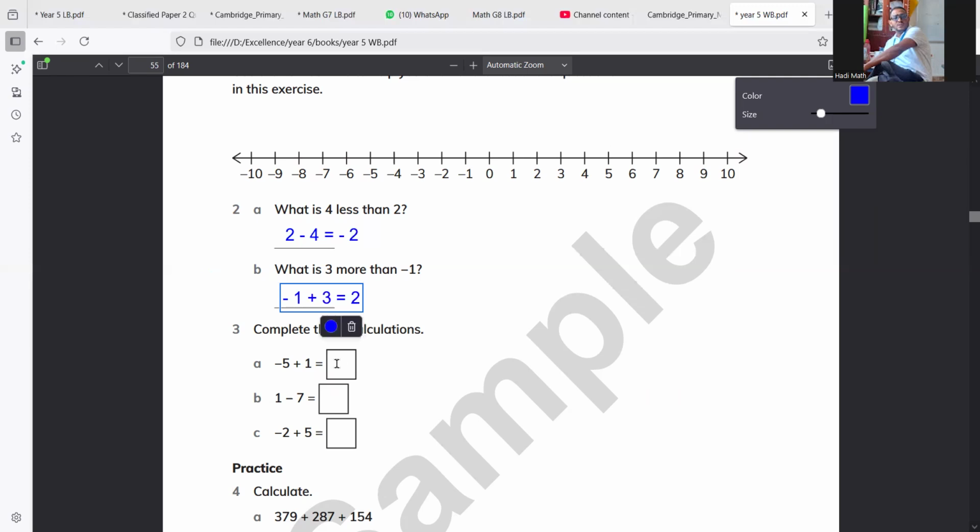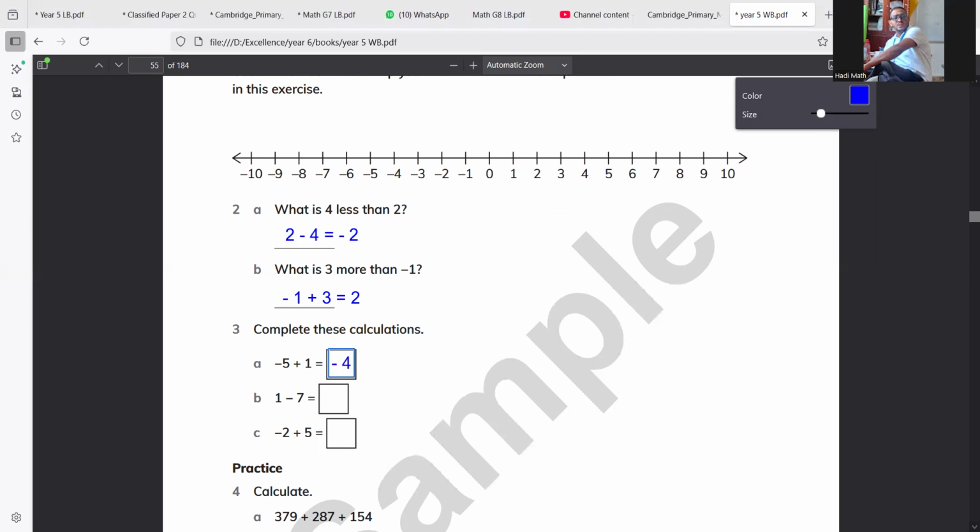Complete the calculation, negative 5 plus 1. You can do this in a very smart, quick and fast way. 5 is negative, 1 is positive. Different sign, subtract. 5 minus 1 is 4. Okay, this is what I want you to do. Then the sign of the greater one. The greater one is 5 and the sign of the 5 is negative.